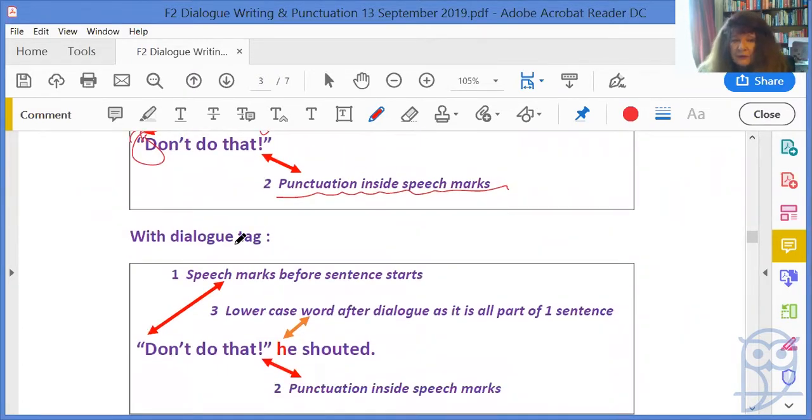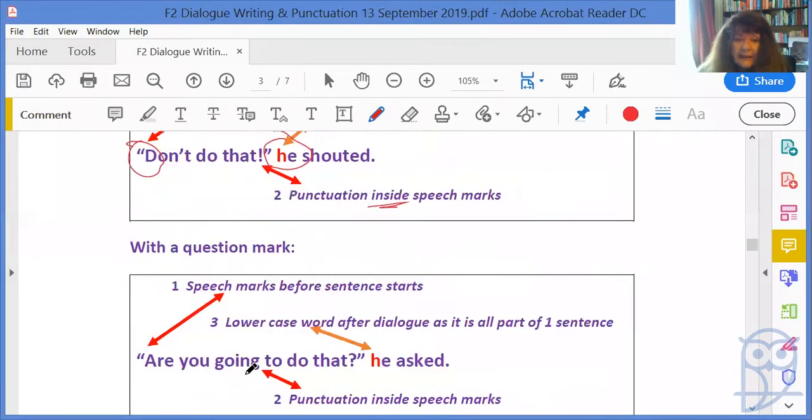Now we've got speech with the dialogue tag. Okay. Again, speech marks before the sentence starts. "Don't do that," the punctuation inside the speech marks. Then we put the lowercase, not a capital letter. "He shouted." Okay, because it's all part of one sentence. "Don't do that," he shouted. So we make this lowercase. You don't put a capital letter after that. Okay, so that's with your dialogue tag.